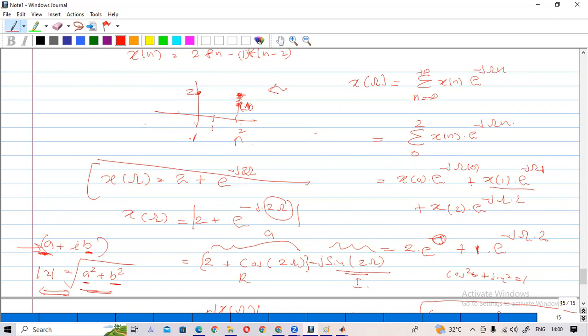Delta n minus 1 or something. So if it is delta n minus 1, the 2 is at minus 1. So you have two exponential terms here, and using the Euler formula you can easily find the magnitude. We have done that kind of question actually, so try to do it.